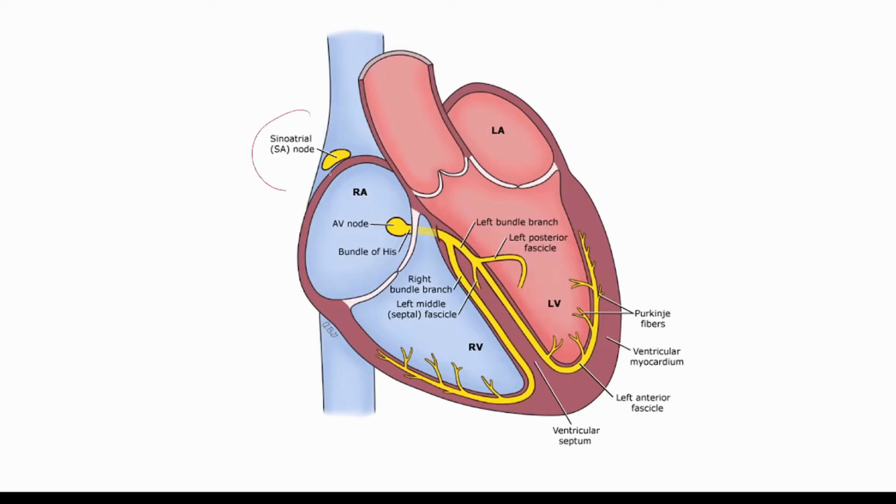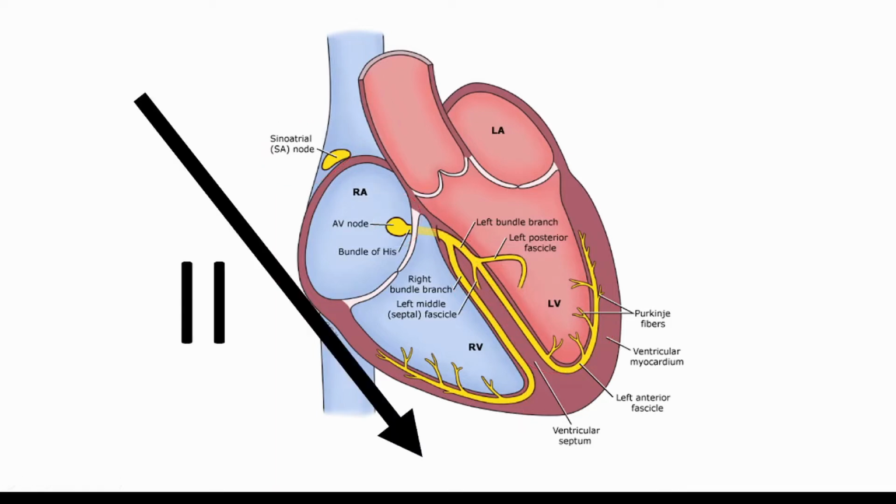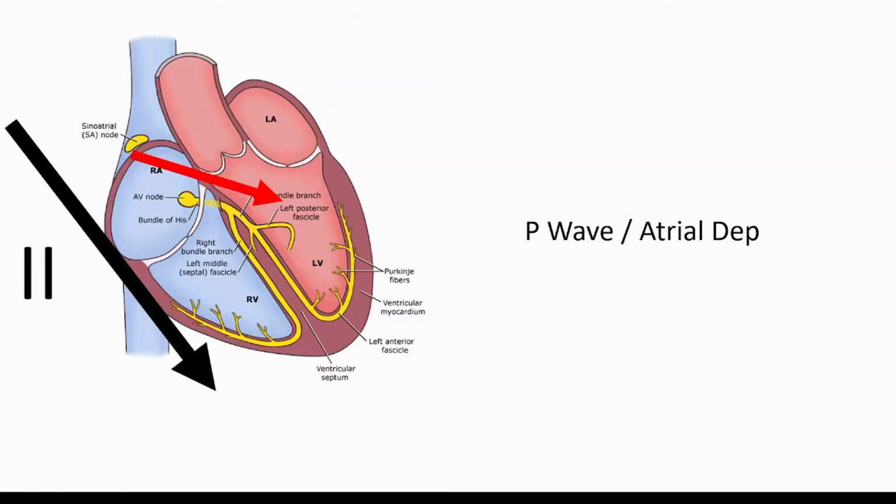Firstly, we have the SA node, the AV node, the bundle of His, the right and left bundle branches, which gives off certain fibers, and then we have our Purkinje fibers. Now, like I said, one of the most important leads is lead 2. It's a very powerful lead and is one of the most informative leads because it follows the natural or physiological movements of impulses from within the heart. Now let's begin by looking at our first wave, which is the P wave.